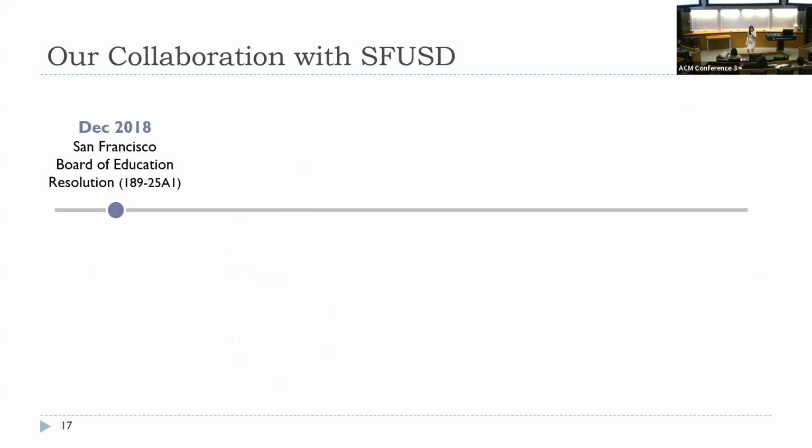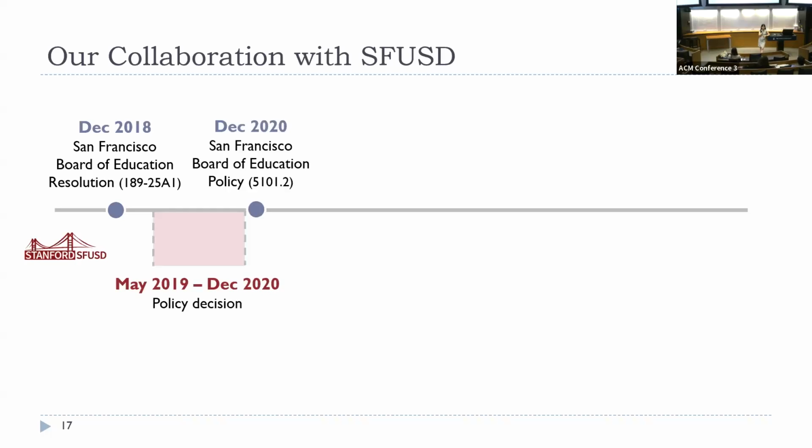And so this is what our collaboration with the district looked like. Going back to the question of timeline, how do you align the research and practical timelines? In 2018, they put forward this board resolution. And so we worked with them from May 2019 to December 2020 on coming up with this policy decision that they made in December of 2020. And so that's going to be the main focus of the next 5 minutes of talk.